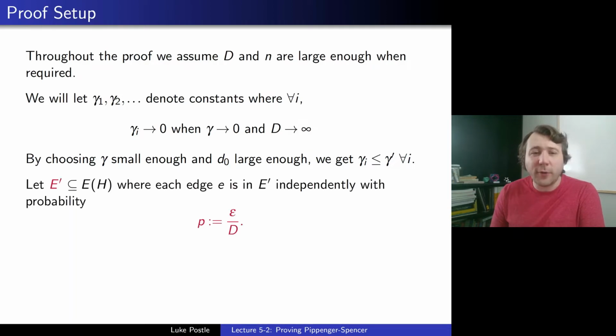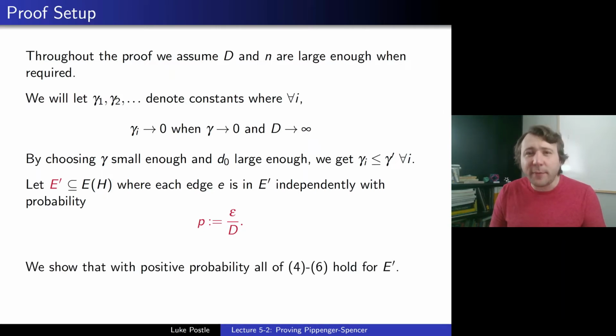All right, so now what's the main plan? We're going to let E prime be a subset of the edges of H, where each edge E is in E prime independently with probability P. P will be defined to be epsilon over D, as promised from before. So that's our probability space. That's our probabilistic setup.